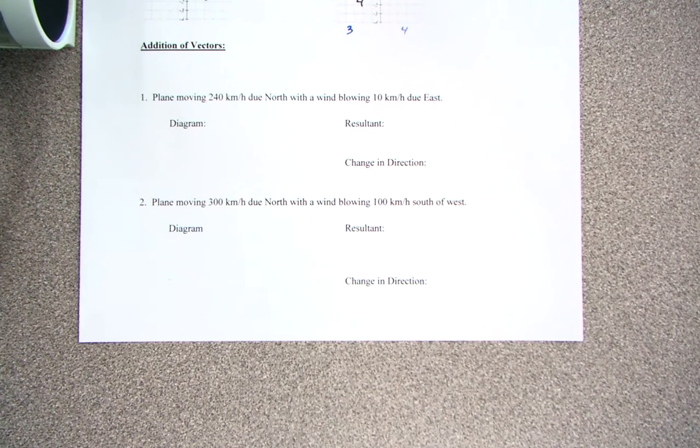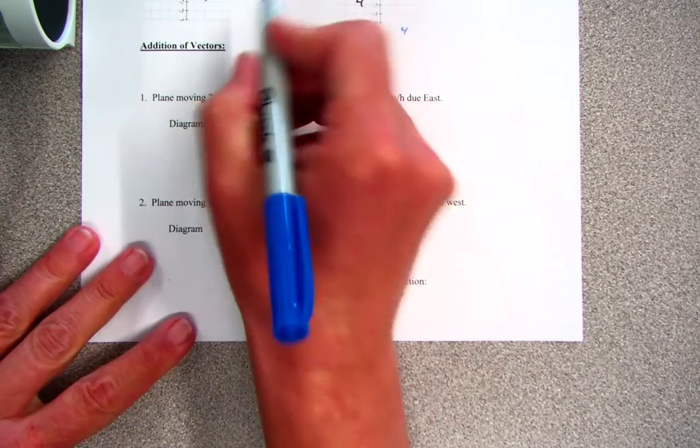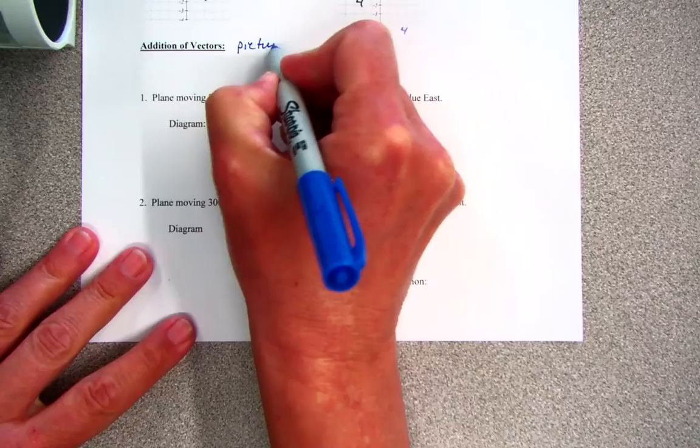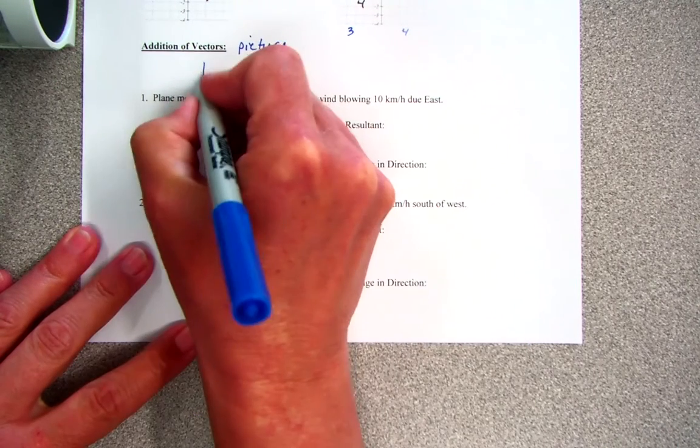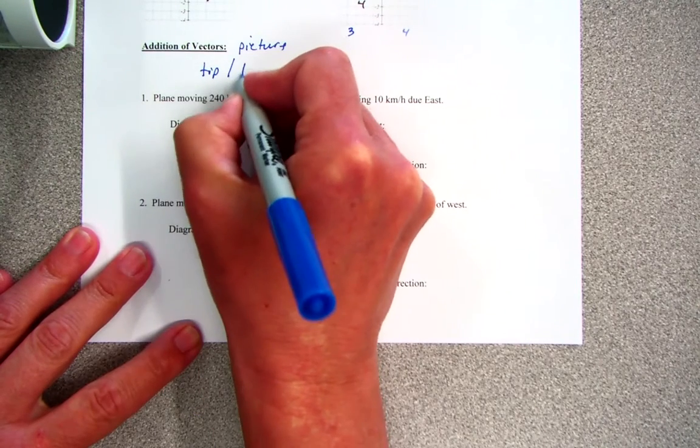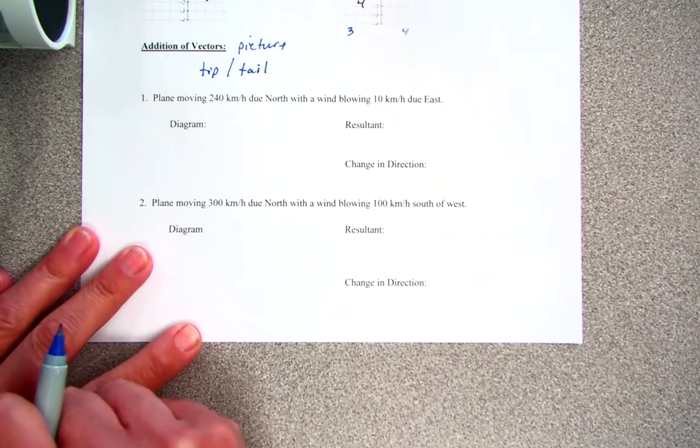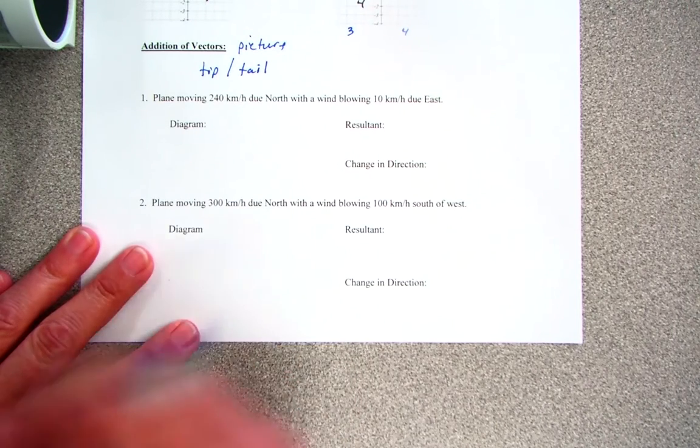So now we're going to take a look at how you can add vectors together. We're going to add them together using a picture, and it's called the tip to tail. Essentially, the tip and the tail of two different vectors align. They get added to each other.